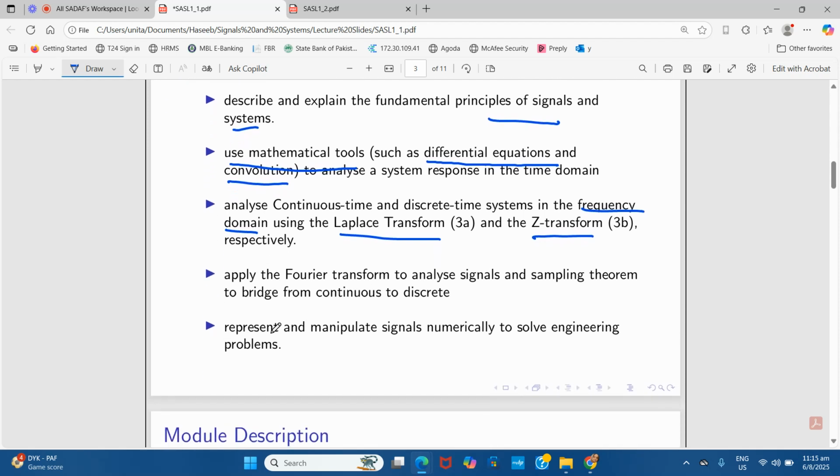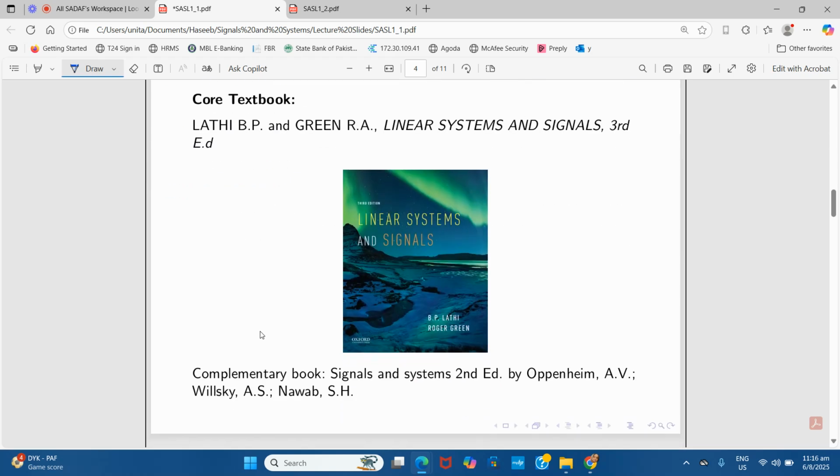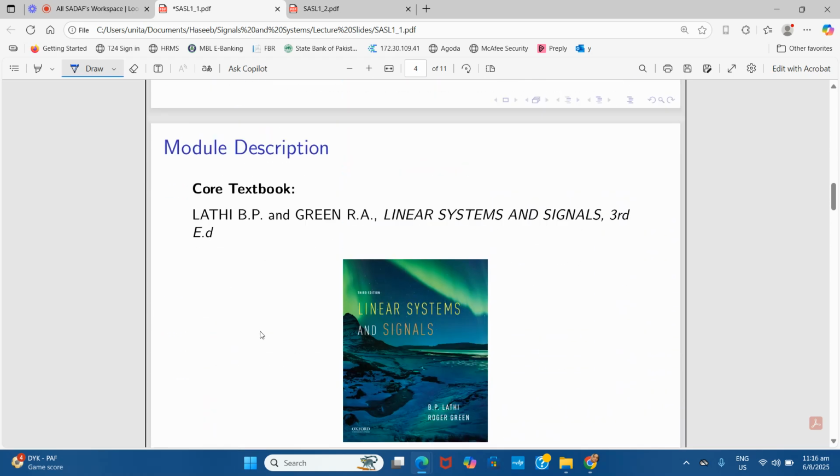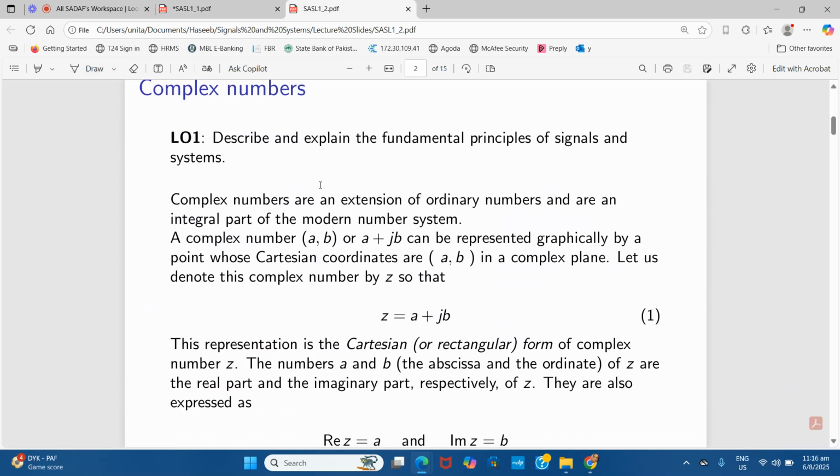And how to apply the Fourier transform to analyze signals, and the sampling theorem to bridge from continuous to discrete, and represent and manipulate signals numerically to solve engineering problems. So this is a book that is good for it. So this is just the introduction of what we are going to study.